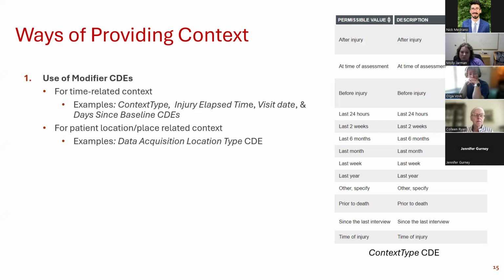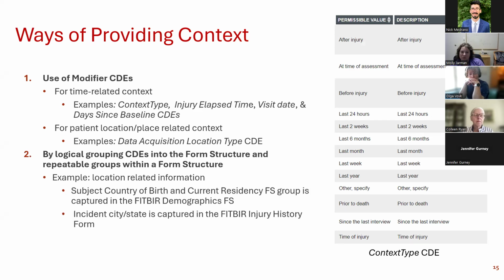So we can use modifiers, or we can also use what are called form structures or groupings on something like a CRF, except these exist in the repository. So for example, location-related information, if we were going to look at something like the subjects, there is a grouping that already got created that's called subject, country of birth, and current residency. And what that does is that captures those things all grouped together in one place.